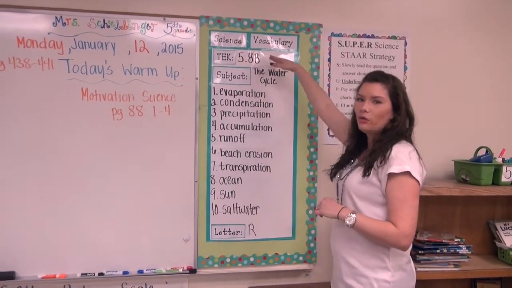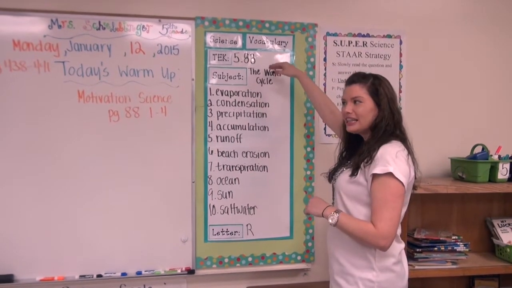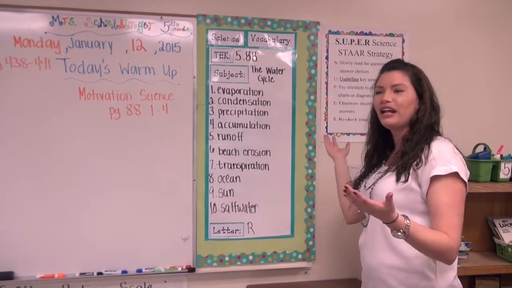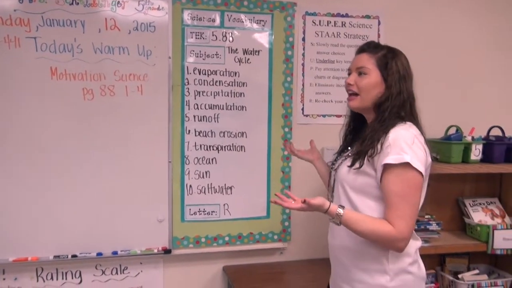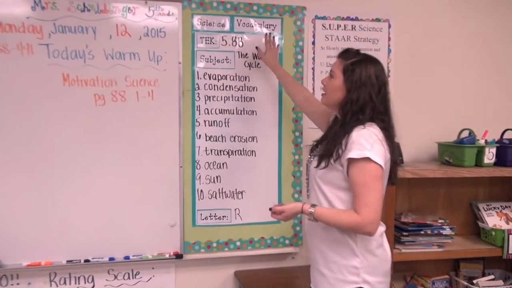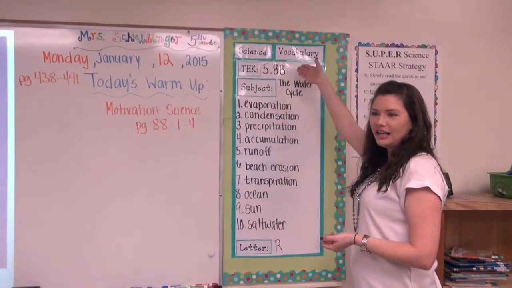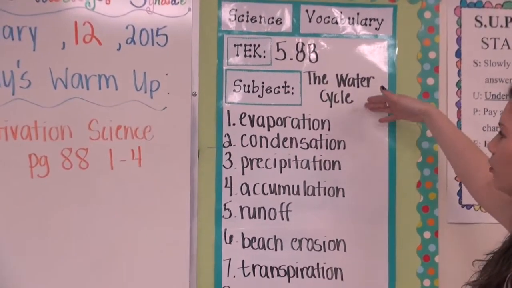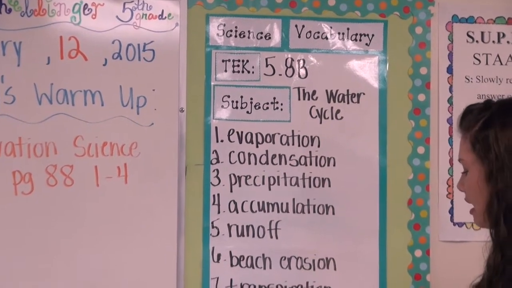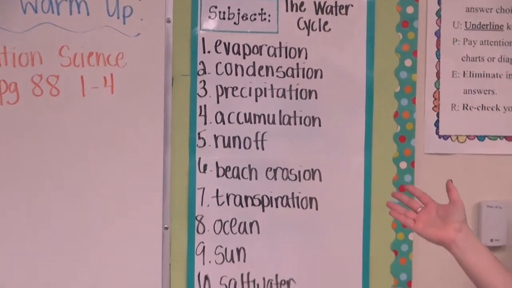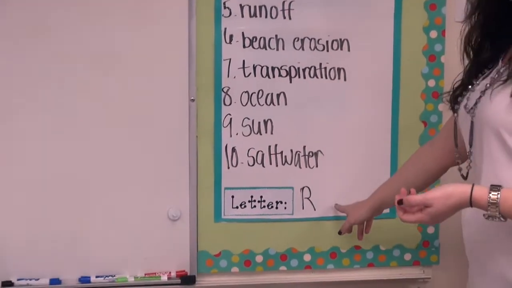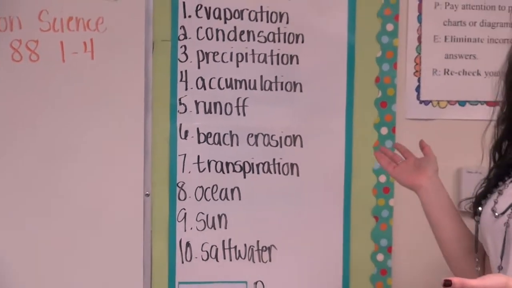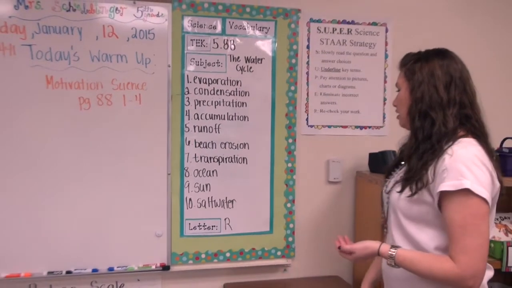But they always know what TEK we're on. And this year I really hit that, and I've had some really good aha moments when kids are like, oh, you mean 5.8b? I really like to hear that. I think they should know these things, and they should be aware of them. So we're at 5.8b, and we're in the water cycle, and whenever we go to a new subject, they do a letter of the alphabet. So in water cycle, we're R, and then when we do Earth's rotation, they'll be in S.